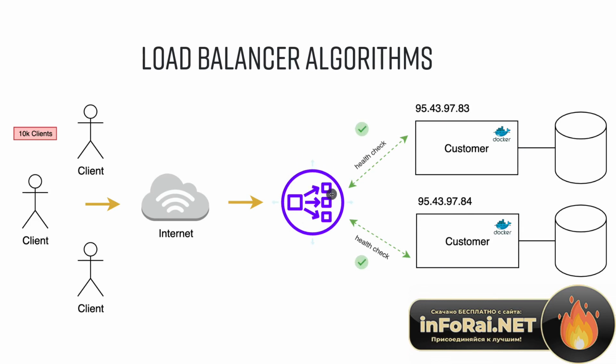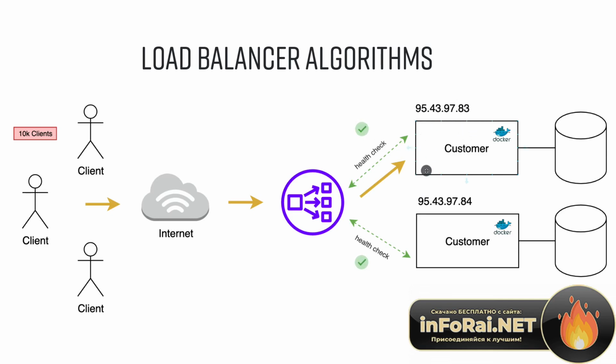Now, the most common one is round robin, meaning that it will distribute the requests sequentially according to the number of servers that you have. So if you have your very first request, then the load balancer will send the traffic to this customer microservice, so this very first one here.